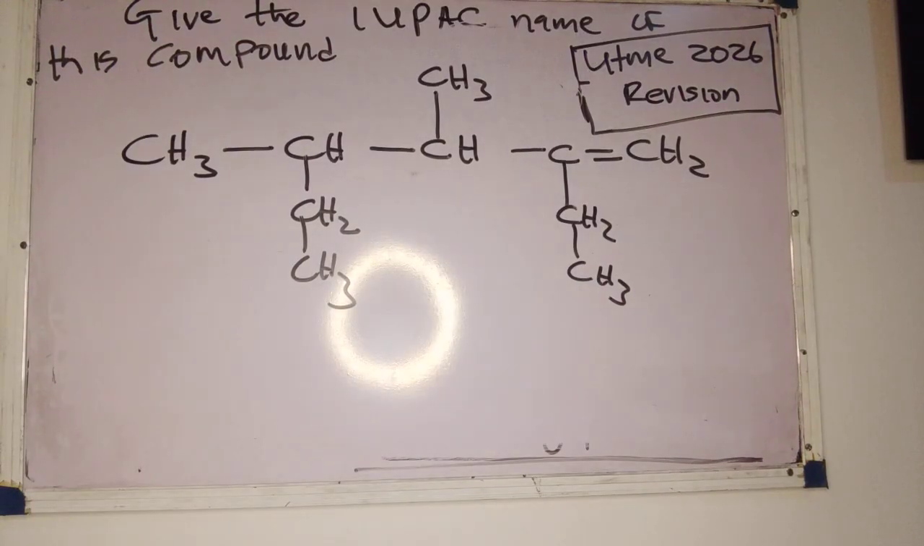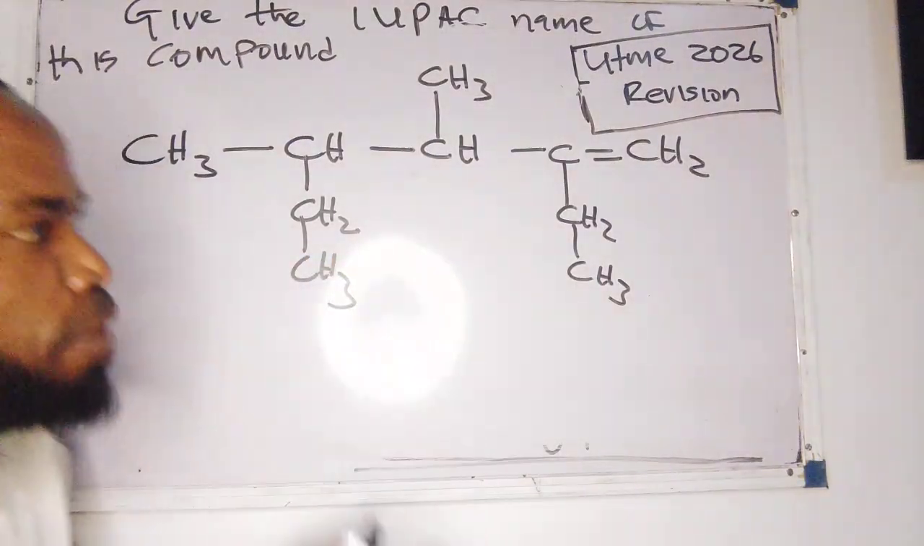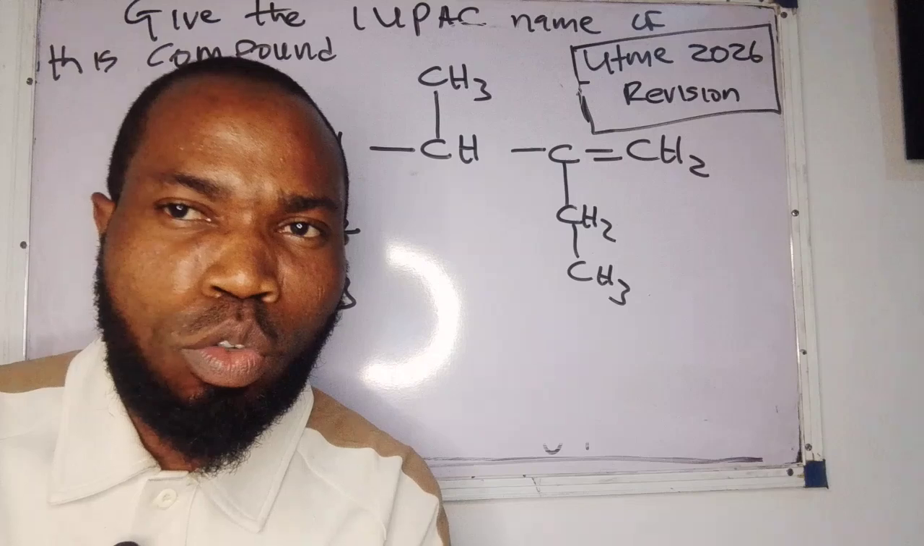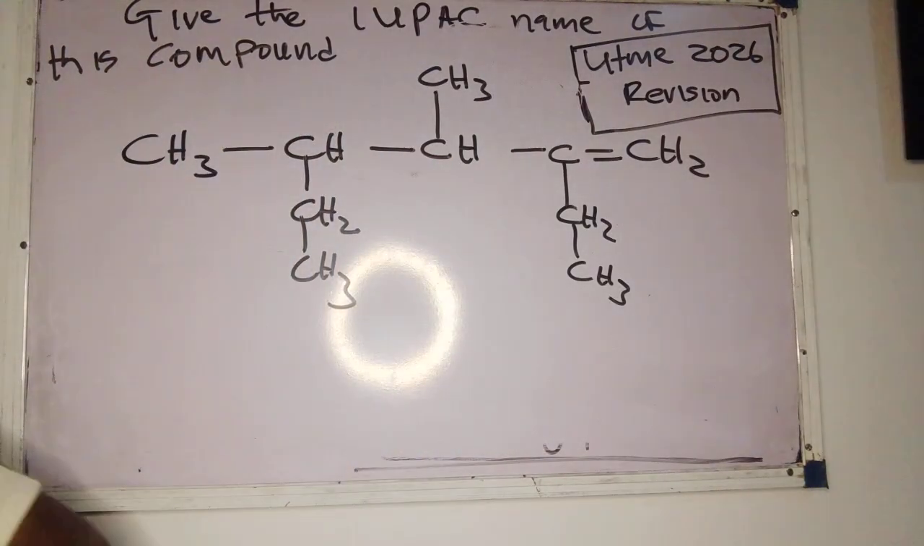Now look at this question. It's a little bit different from the first example that we took just now. Looking at this question, you will see that this compound is an alkene. How do you know?